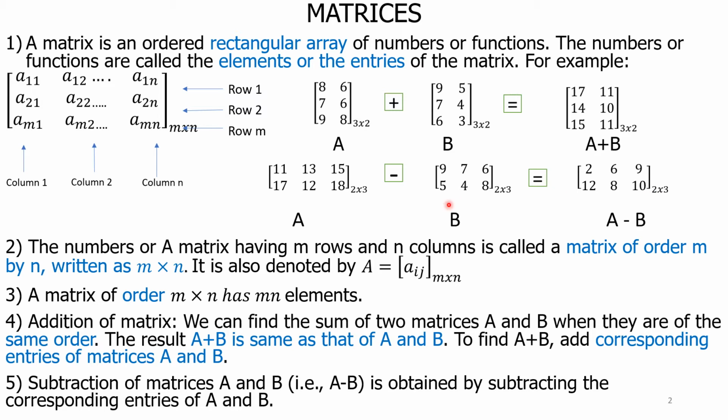So, please observe that the orders of A and B should be the same for performing addition or subtraction. The first example was 3 by 2, 3 by 2 and the result was 3 by 2, and for subtraction 2 by 3, 2 by 3 and 2 by 3. Please note this. This is very important.